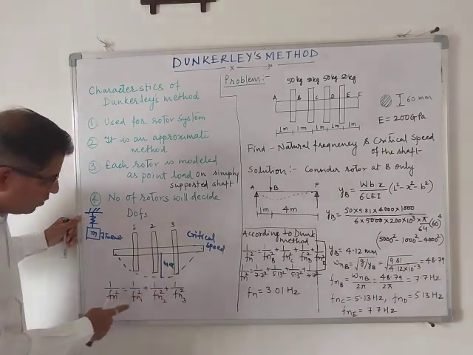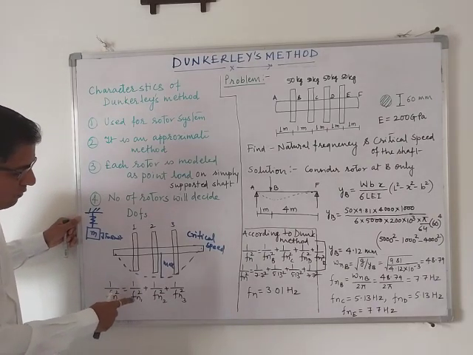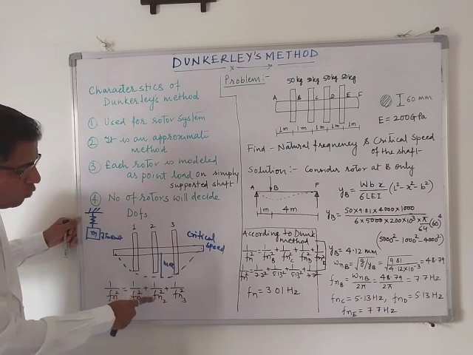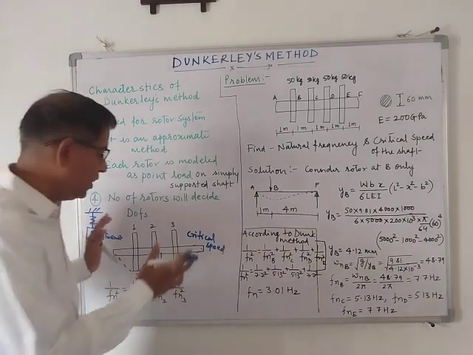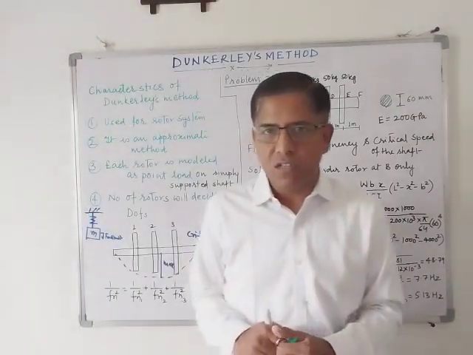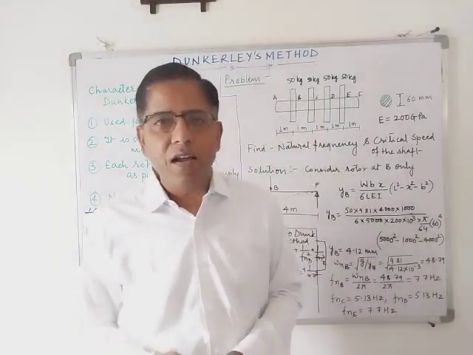And then by using this formula, 1 upon Fn square is equal to 1 upon Fn1 square plus 1 upon Fn2 square plus 1 upon Fn3 square, you can find out the natural frequency of this combined rotor system. So this is the basics of the Dunkerley method.